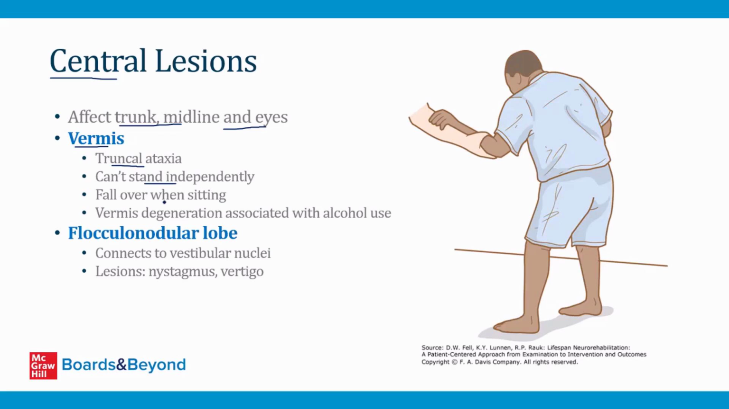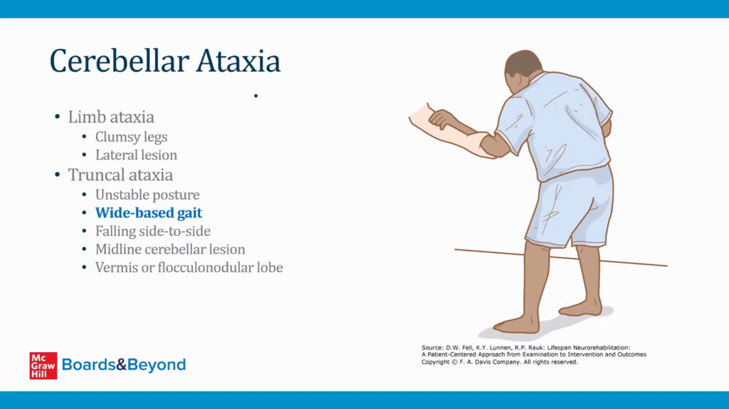Also, when they're sitting and they need to hold their trunk up straight, they will often fall over to one side. And you can see damage to the vermis leading to these symptoms in many different situations, but you should be aware that vermis degeneration is classically associated with chronic long-standing alcohol use. And then the flocculonodular lobe is another midline cerebellar structure. It connects to the vestibular nuclei, and so if you know this, it's an easy way to remember that lesions of the flocculonodular lobe lead to vestibular symptoms, things like nystagmus, vertigo, nausea, and vomiting.